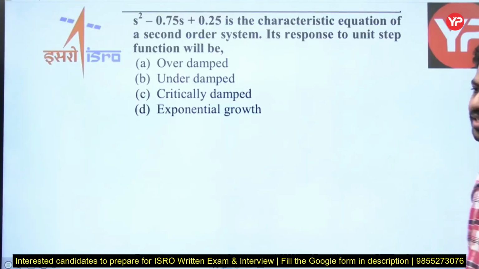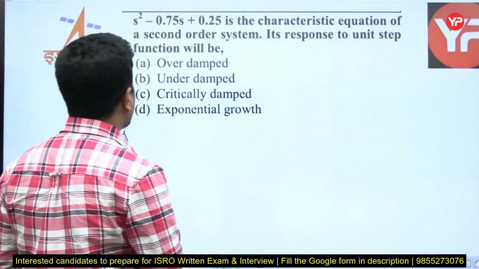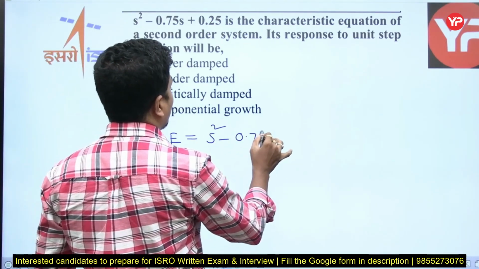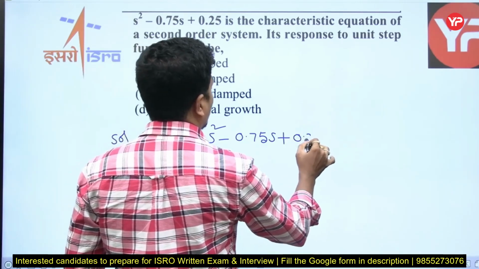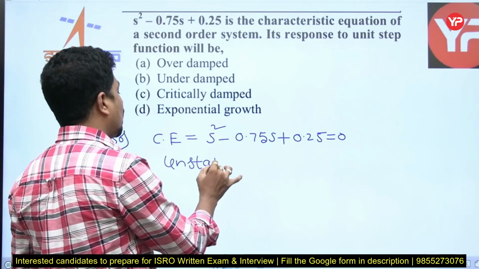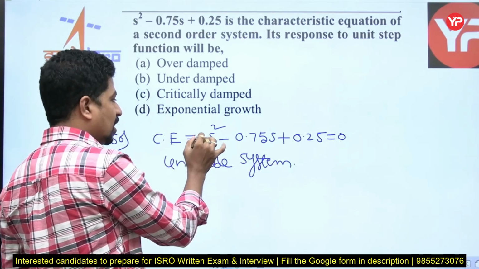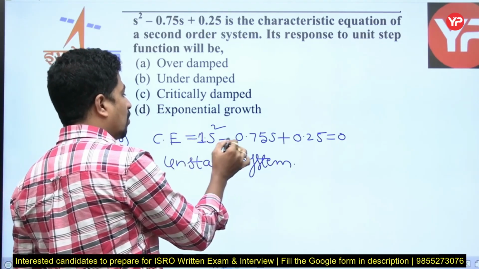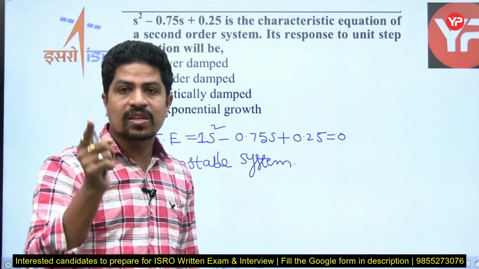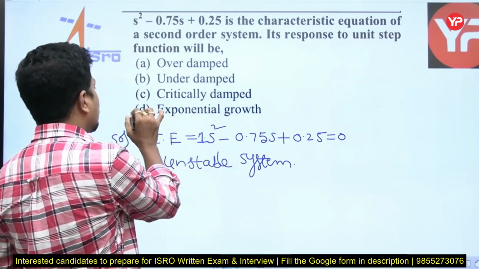Next question. Given a second order system, what is the characteristic equation given? Let me write the characteristic equation: s square minus 0.75 s plus 0.25 is equal to 0. Just by looking at it, this is an unstable system. Sir, how do you know? There are sign changes in the characteristic equation. This has plus 1 as the coefficient, this is minus 0.75, this is plus 0.25. Whenever there is a sign change between the coefficients of the characteristic equation itself, the system is said to be unstable.